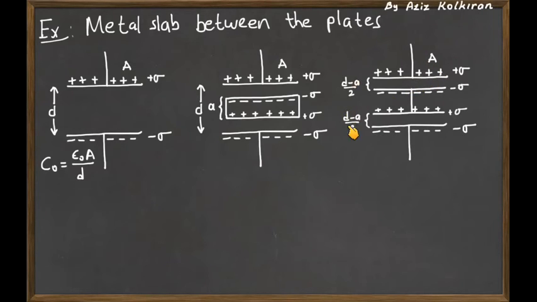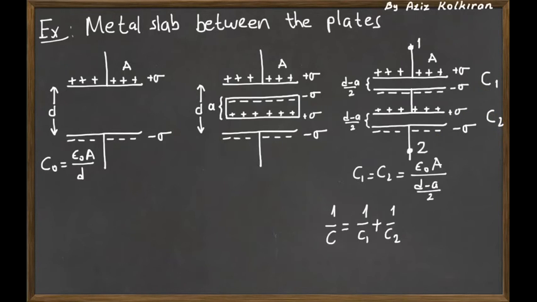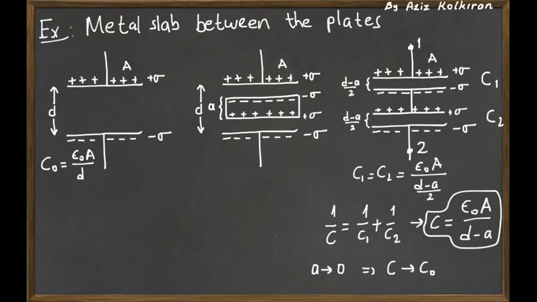Since in this configuration we have two serially connected capacitors, we can easily express the capacitance of each capacitor by epsilon 0 A divided by (D minus A) divided by 2. These C1 and C2 are equal to each other and they are serially connected, so the resultant capacitance between these endpoints 1 and 2 can be calculated by the serial addition, and the resultant capacitance will be, if we put in these values, epsilon 0 A divided by (D minus A).